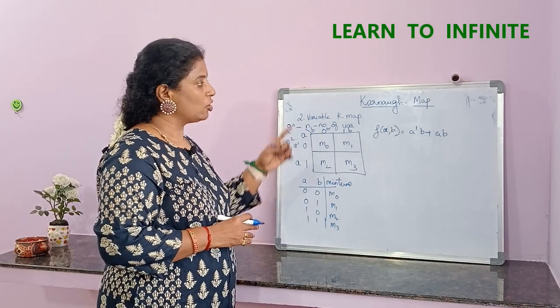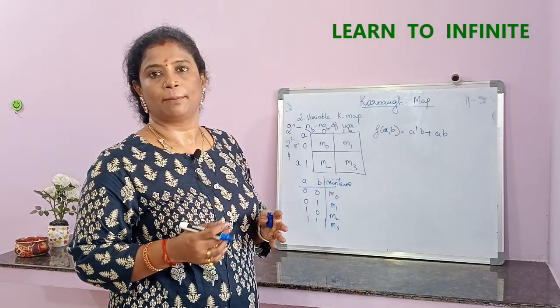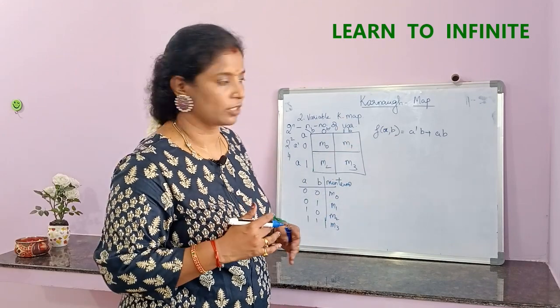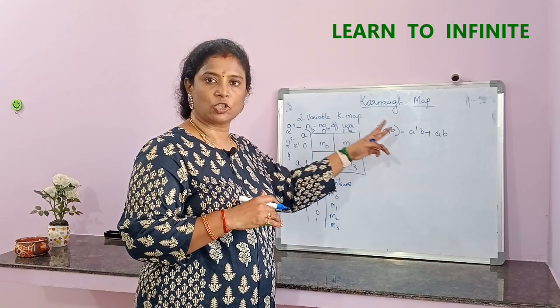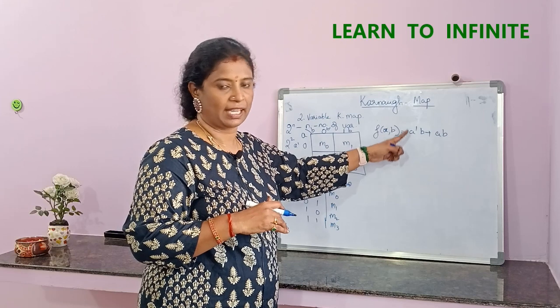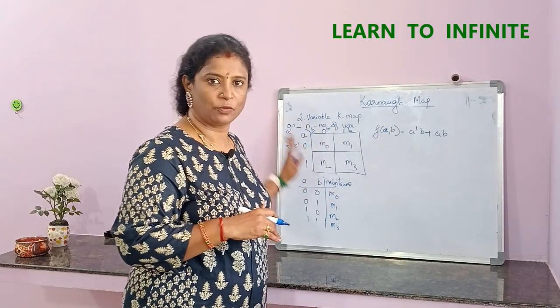So let us see. First we need to identify which K-map to use. They will not be telling you to solve using a 2 variable K-map or a 5 variable K-map. We have to identify which K-map we have to use, so for that we first look into the question. How many terms does it have? It has totally 2 terms. The first term has 2 variables a and b. The second term also has 2 variables a and b. So totally it is going to be a 2 variable K-map.